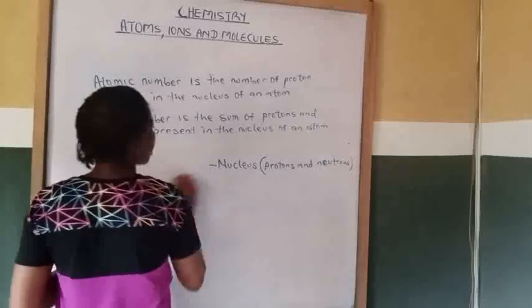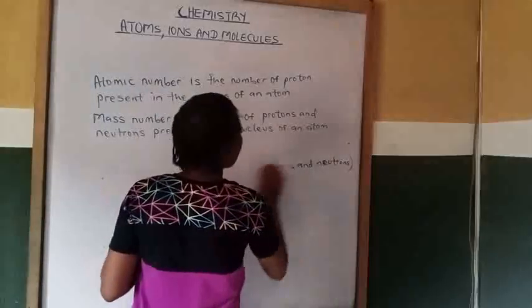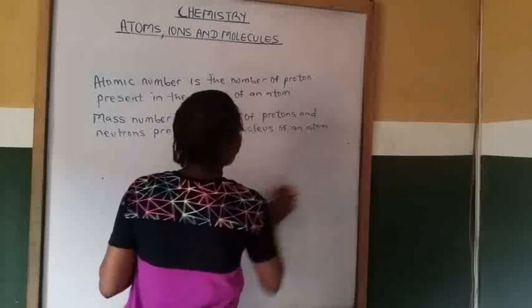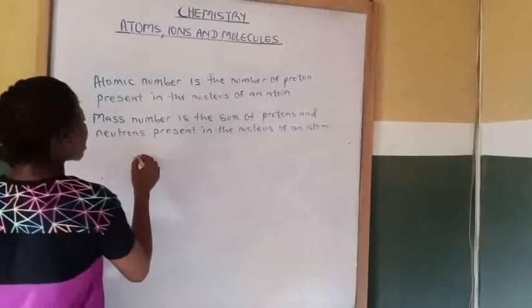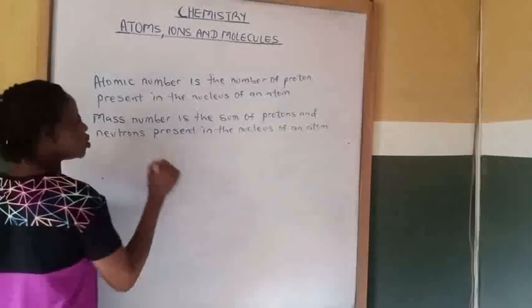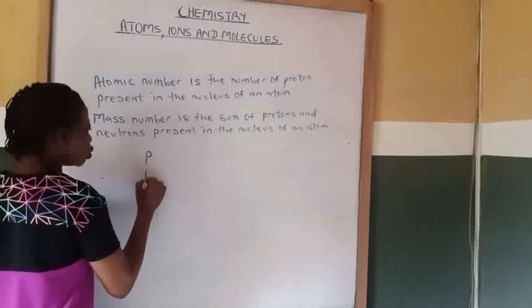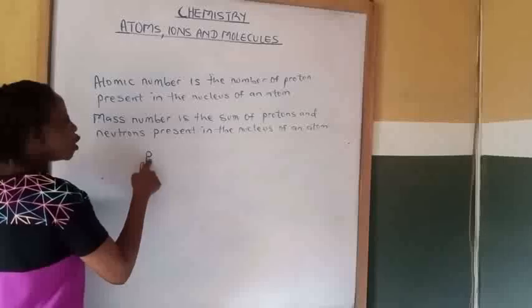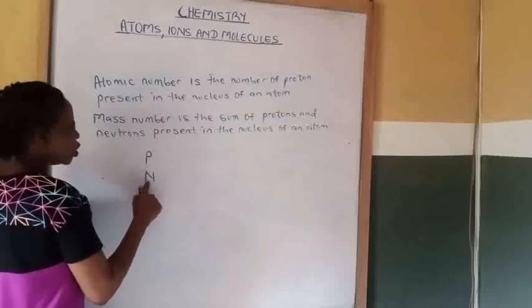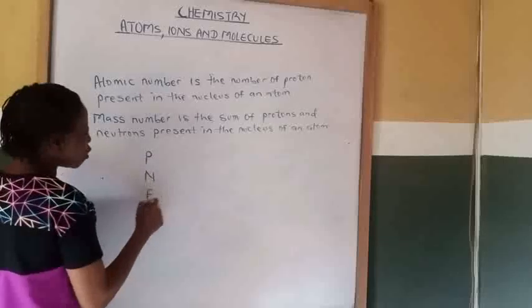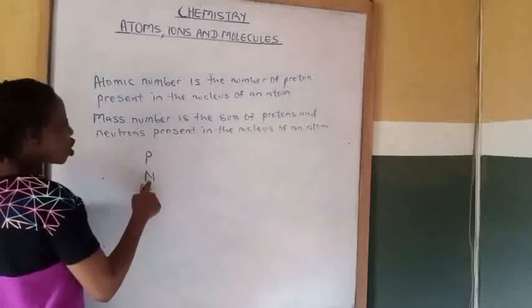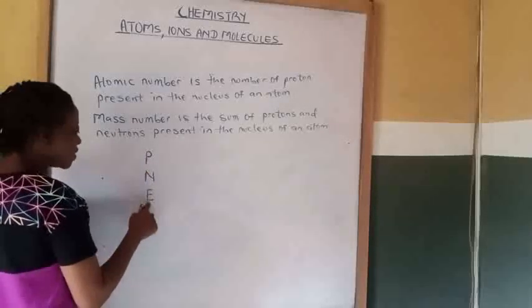Now let's bring out the three particles of an atom. What are the three particles of an atom? That is the subatomic particles. They are the proton, then neutron. So P stands for proton, N stands for neutron, while E stands for electron.